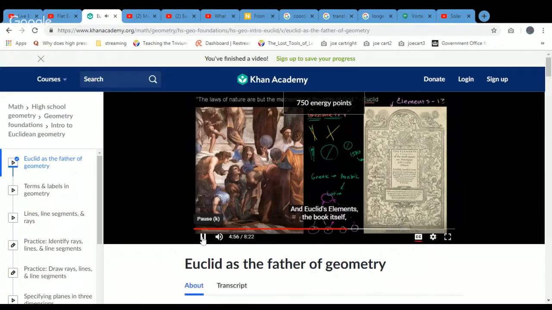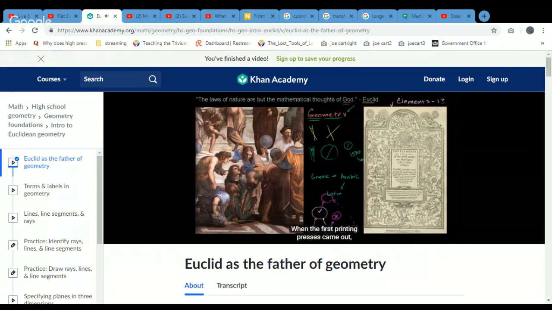Elements, the book itself was the second most printed book in the Western world after the Bible. This is a math textbook. It was second only to the Bible. When the first printing presses came out, they said, okay, let's print the Bible. What do we print next? Let's print Euclid's Elements.